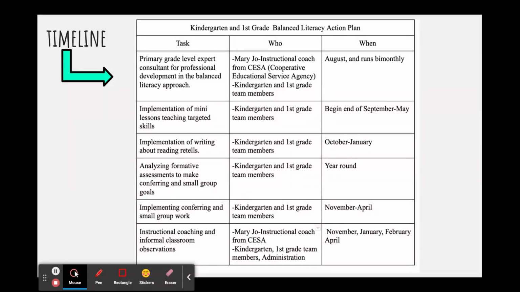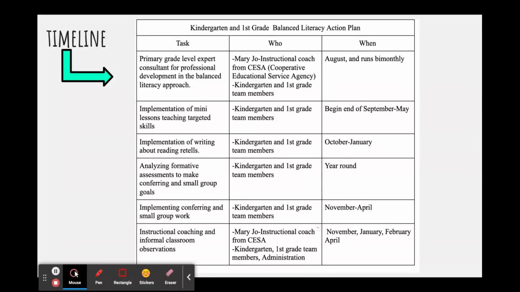And then there's the implementation of mini lessons and the teaching of targeted skills. That is an example of something that would have already been taught in the professional development by the instructional coach, and then the teachers go ahead and implement that, and they have the time frame over on the right of when they should be beginning that.